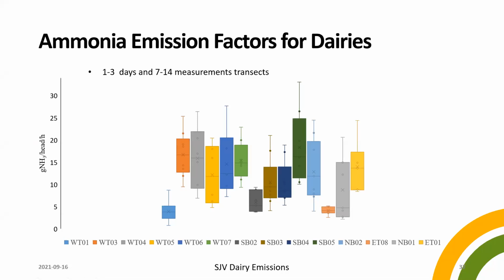So if we do a lot of averaging on these, we studied I don't know how many, 12 or something, CAFOs. Some of them we measured on 3 independent days, and some of them we only had time to measure 1 day. For each of them we had 7 to 14 measurement transits. Each of them shows here the grams of ammonia per head and hour coming out from this. What you see here is different farms: West Tulare, South Bakersfield and North Bakersfield, and you can see statistics here. You see the median value and quartiles and things like this in this graph.